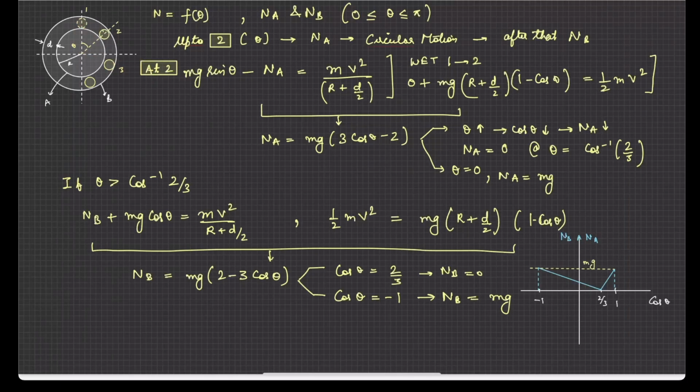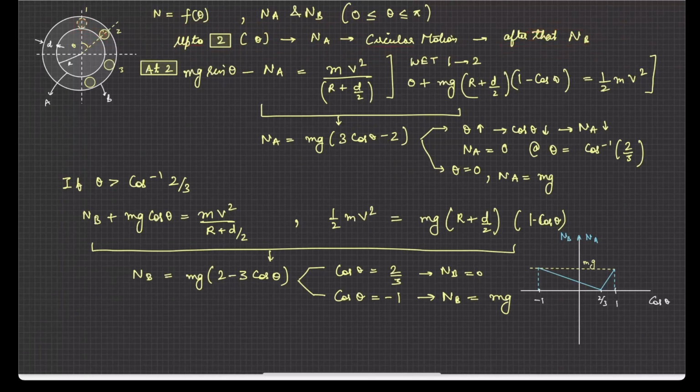So now we have to find out the normal as a function of theta, and we have to calculate the value of Na and Nb between 0 to pi. From here to here, we have to calculate the values of Na and Nb. Okay, that is what we have to do. So we have analyzed up to theta. Circular motion will be because of Na along the Na. After that it will be Nb.